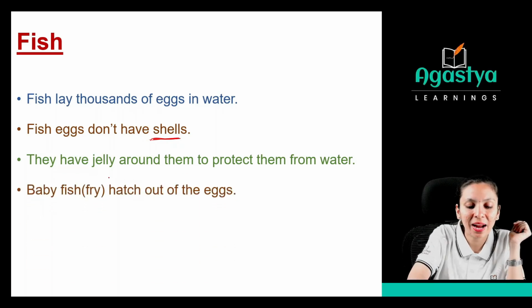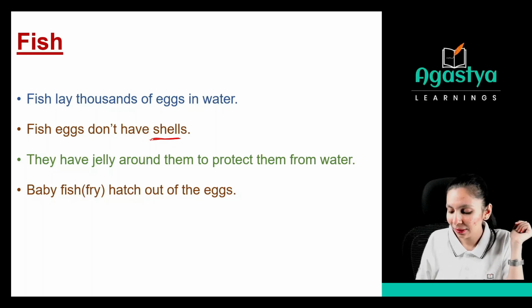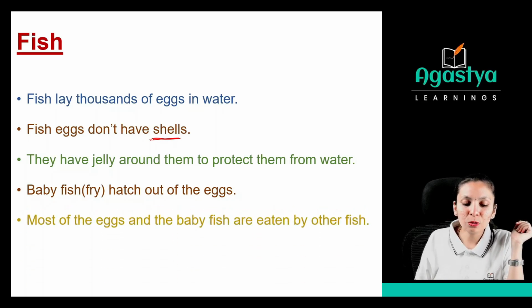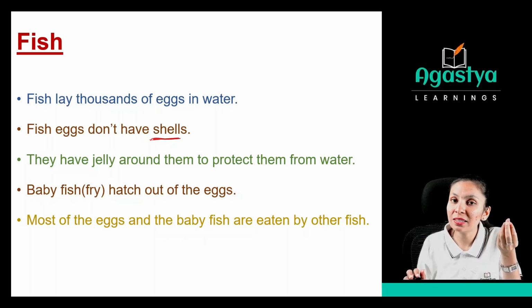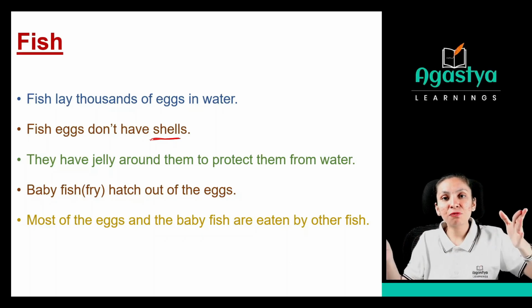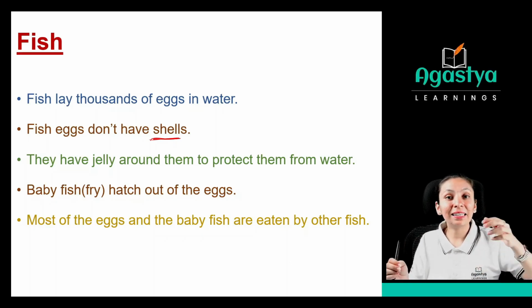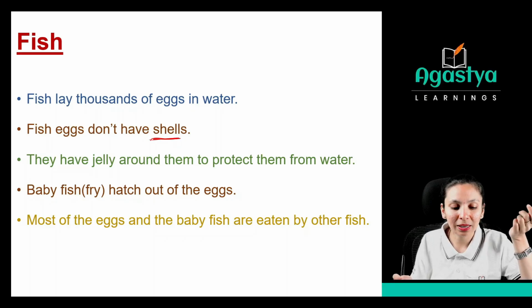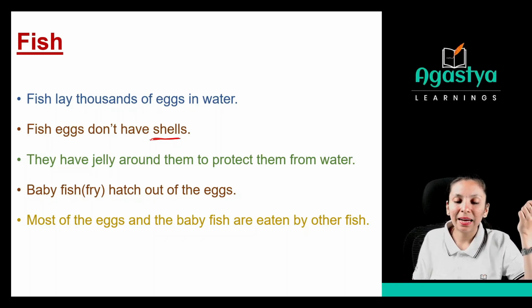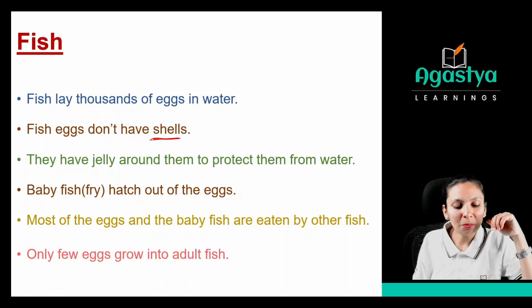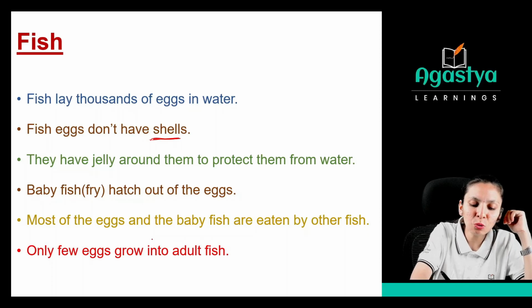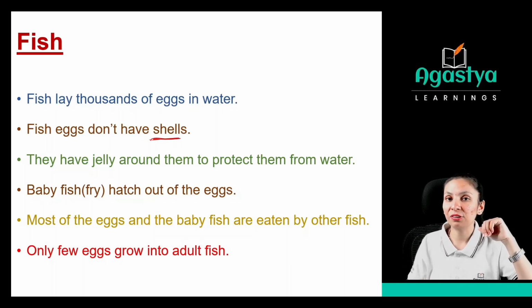Baby fish, that is the fry, hatch out of the egg. Then most of the eggs and the baby fish are eaten by other fish. As you know, the fish also require some food. So the larger fish will eat these eggs, right? And they will eat the baby fish too, right? So most of the eggs and baby fish are eaten by large animals, that is large fish. So only a few eggs grow into an adult fish.